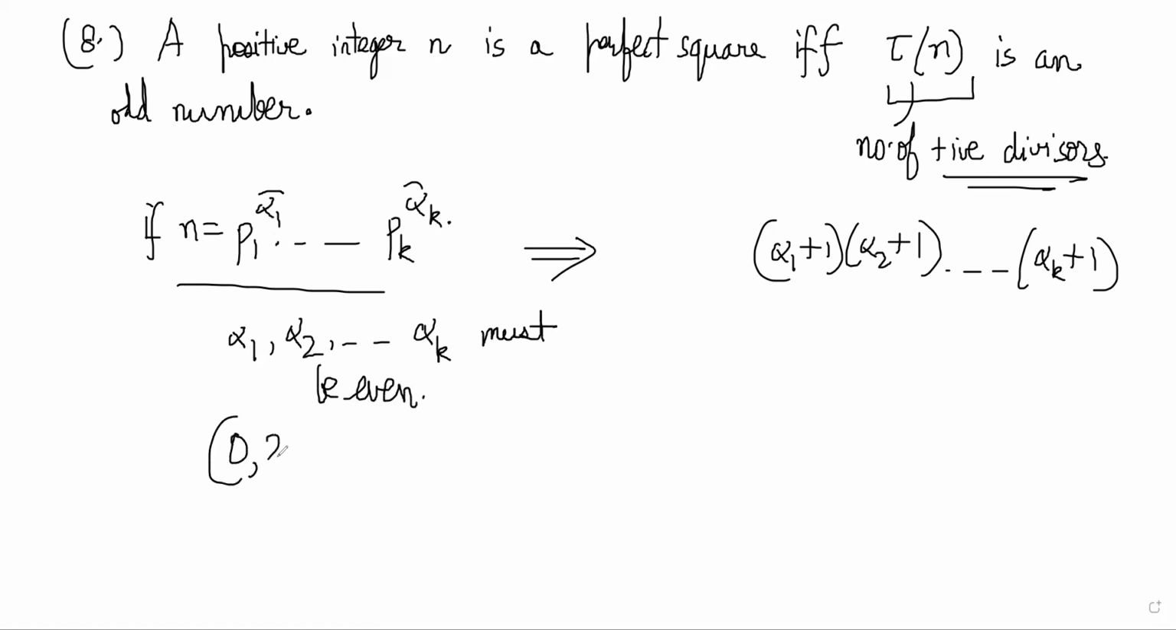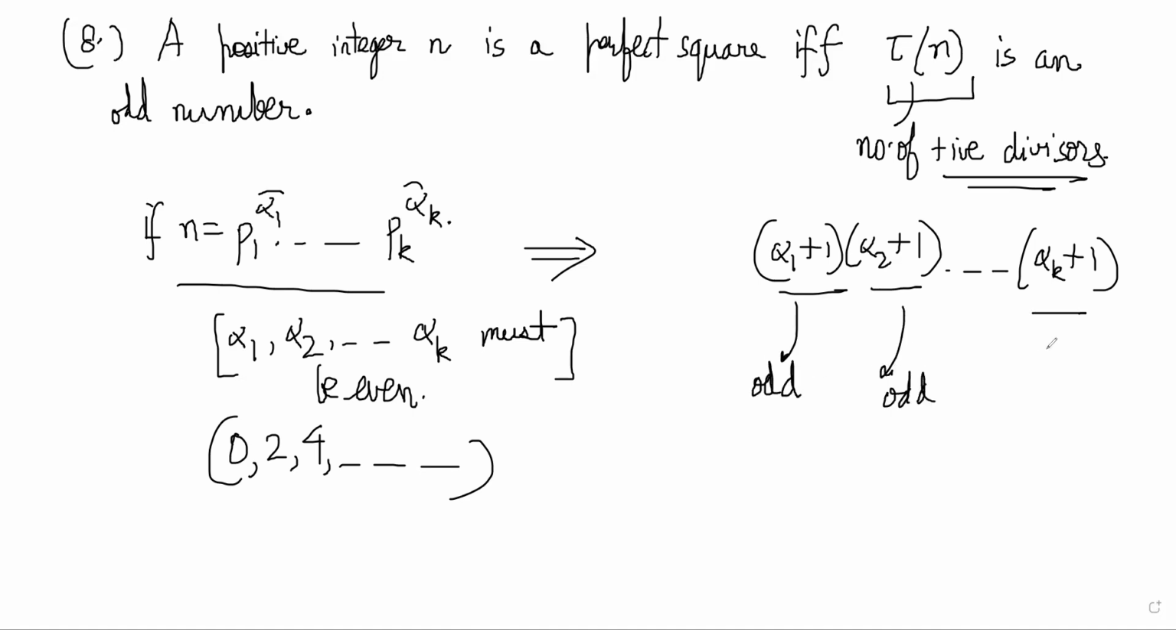They could be 0, they could be 2, 4 and so on, right? These are the possible powers if n is a perfect square. And if they are even, then alpha 1 plus 1, alpha 2 plus 1, alpha k plus 1, all of them are odd. Which means the product of the integers is also odd, which means Tn is odd, right? So that is the proof of the statement.